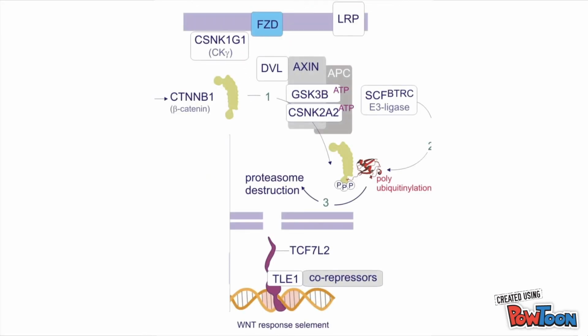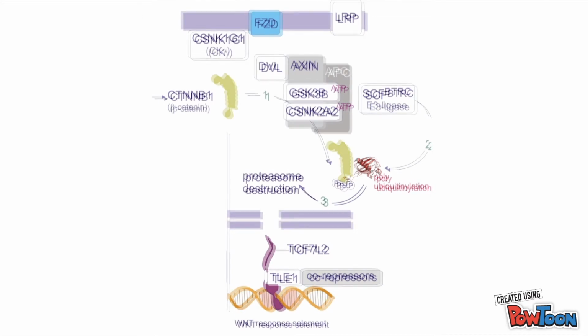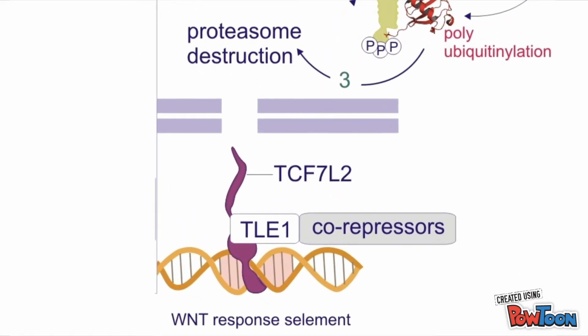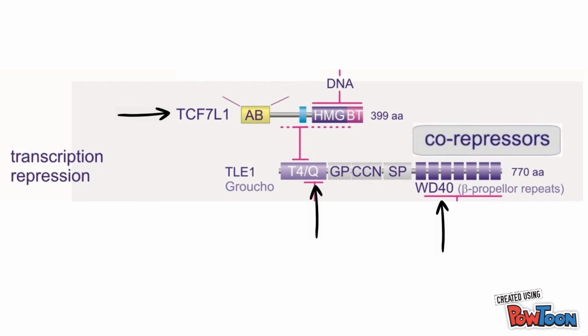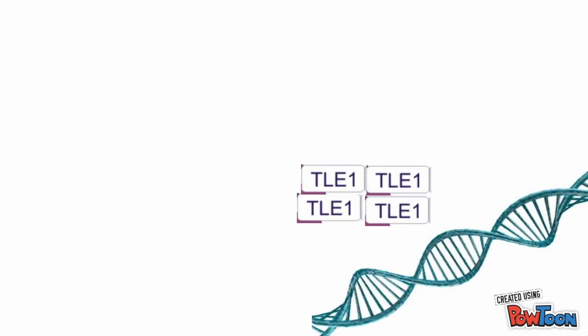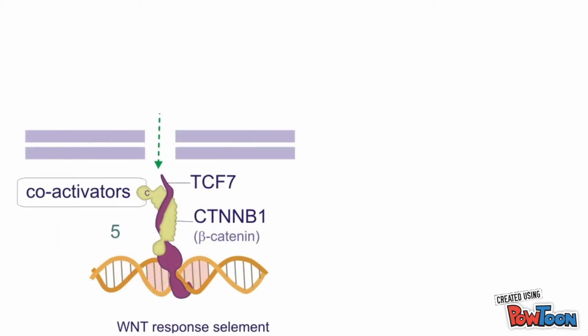Without the presence of Wnt, there's no beta-catenin in the nucleus. The DNA is tightly controlled by a protein called Groucho, TLE1. TLE1 has a Q domain and a WD40 domain. The Q domain of TLE is bound to the TCF7L1, which is attached to the DNA. The WD40 domain of TLE binds to several co-repressors, histone deacetylases. Together, 4 TLE1s form a tetramer, which blocks the access to the DNA for regulatory transcription factors, which is called deacetylation. When the beta-catenin enters the nucleus, it forms a complex with TCF7.